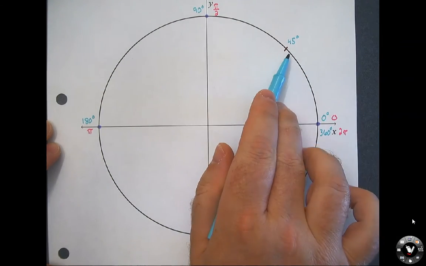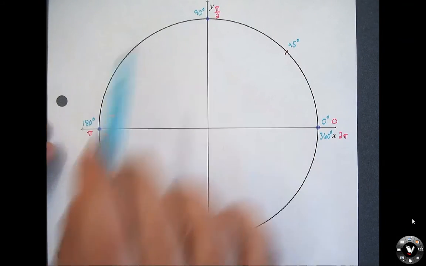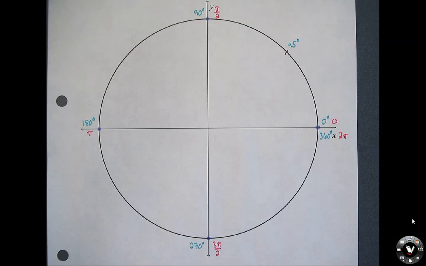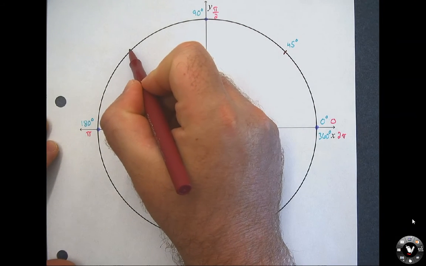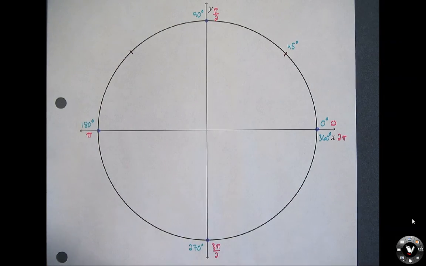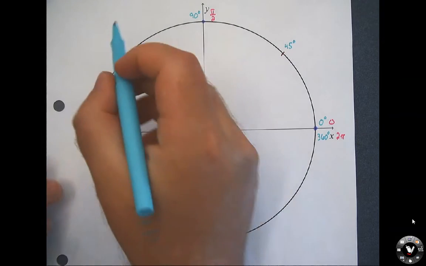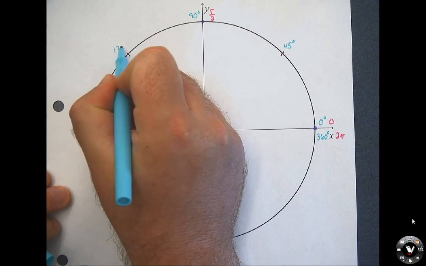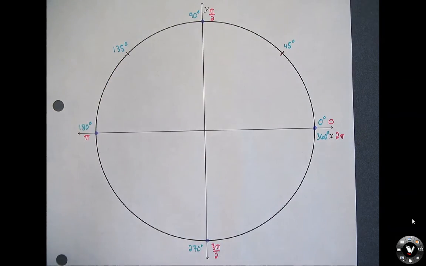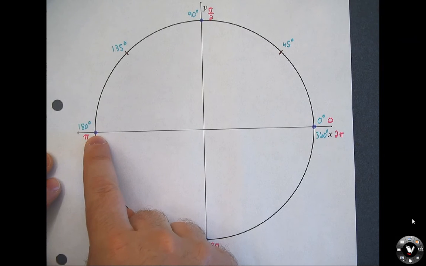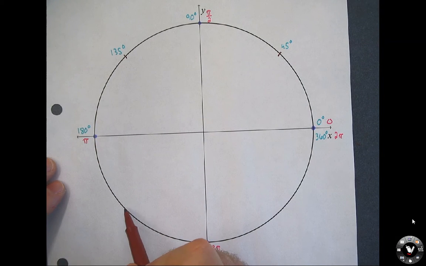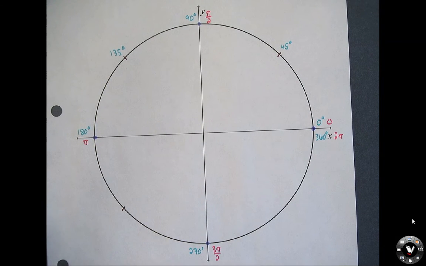Now, if I go 45 degrees and another 45 degrees, that would be 90 degrees. Then if I go another 45 degrees, that's going to leave me right here, exactly in the middle. Okay, so 45 and 45 is 90. 90 and 45 is 135 degrees. Another 45 is 180. Another 45, okay, that's new. Try to mark it exactly halfway.